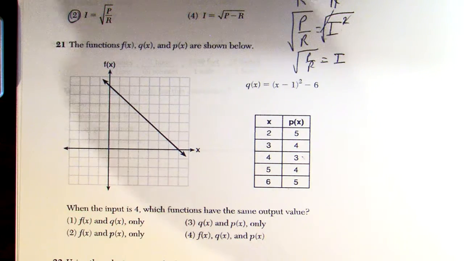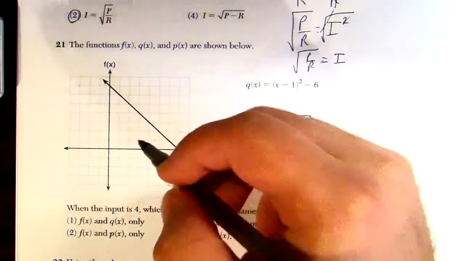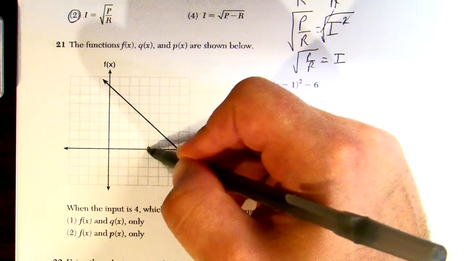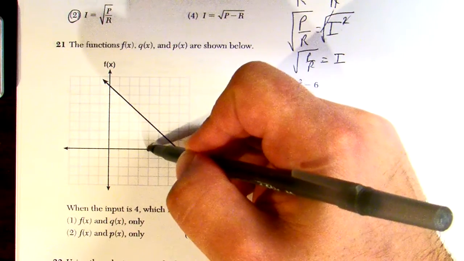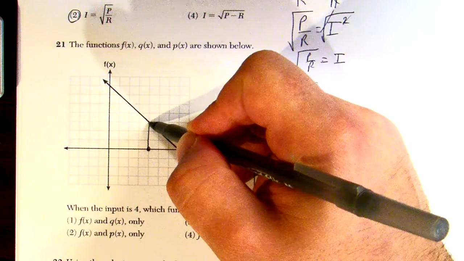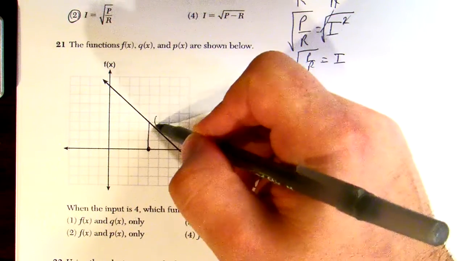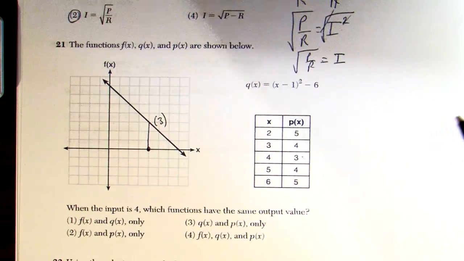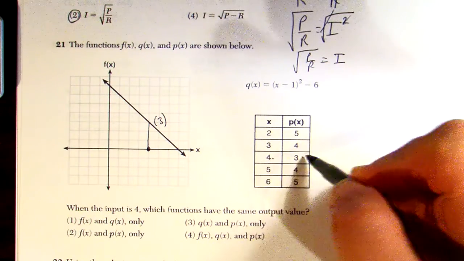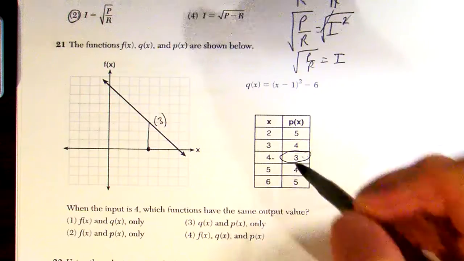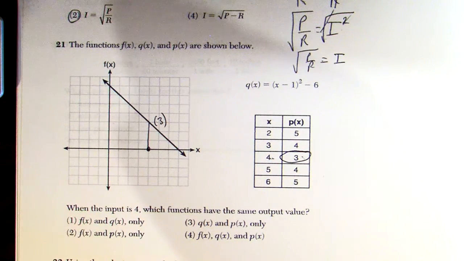So the input is my x. So here's 4 right here on this. My output value is where it hits the line. So right here, that is going to be at 3. Okay, over here, here's my input value x, so my output value is also 3. So now we gotta check one more.